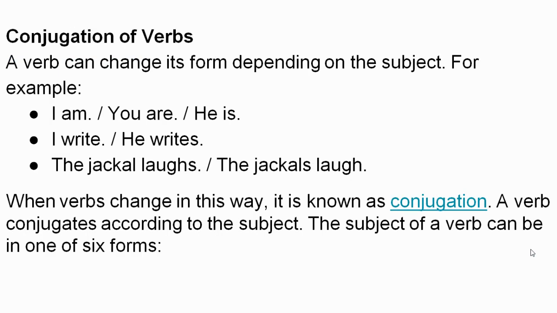Conjugation of verbs. A verb can change its form depending on the subject. For example, I am, you are, he is, I write, he writes, the jackal laughs, the jackals laugh. When verbs change in this way, it is known as conjugation. A verb conjugates according to the subject. The subject of a verb can be in one of six forms.